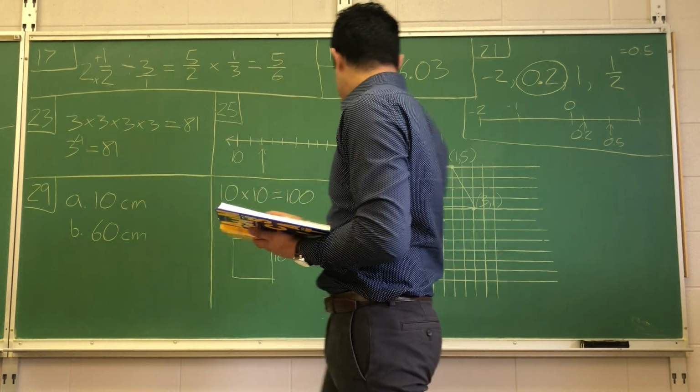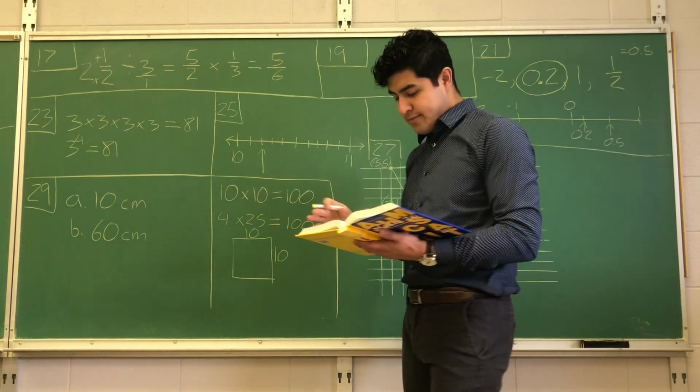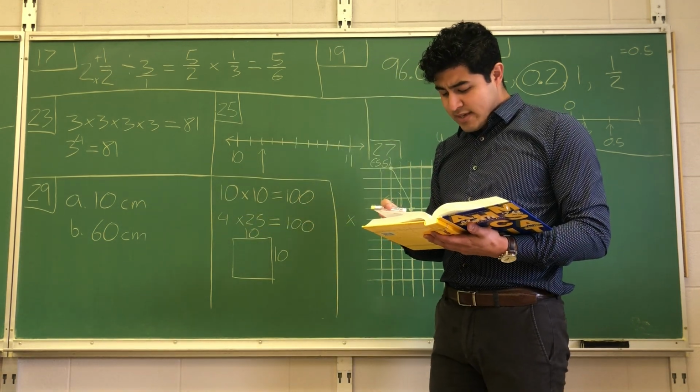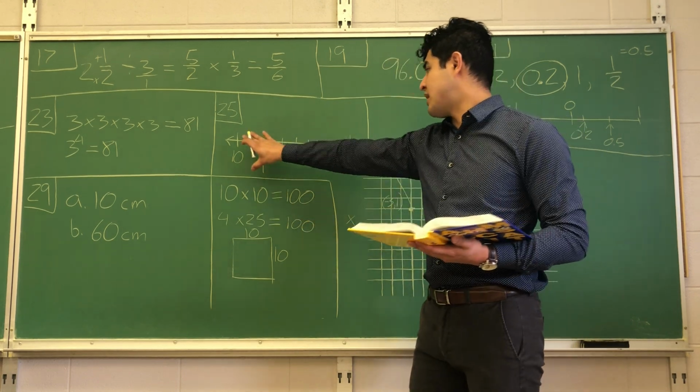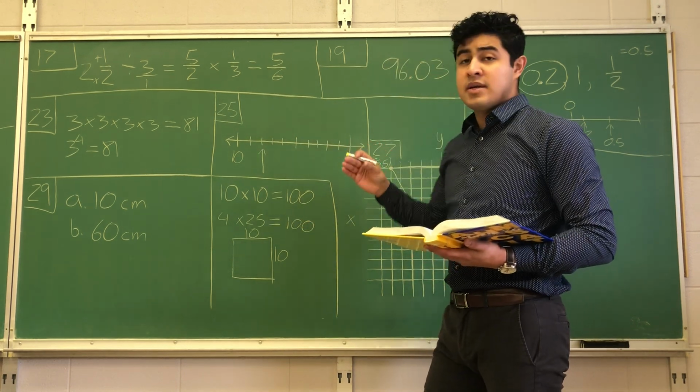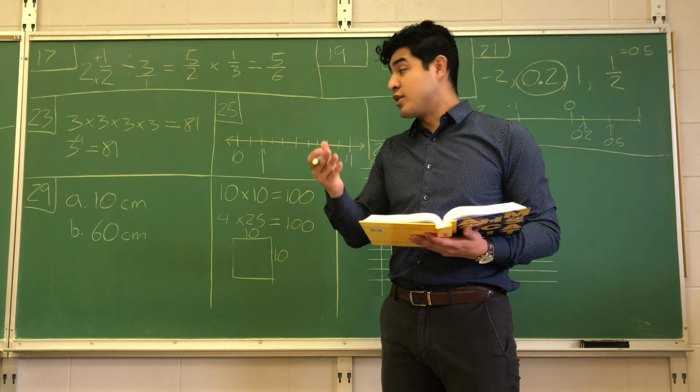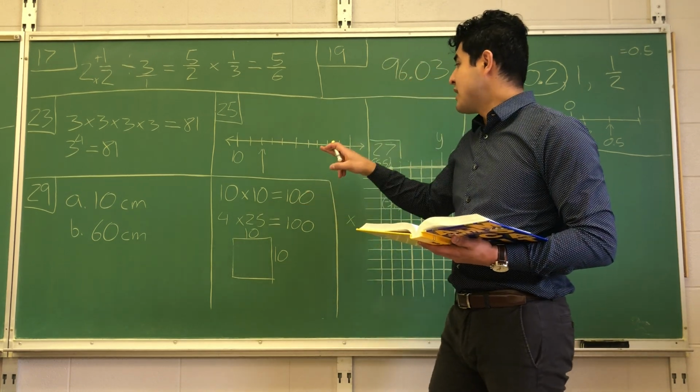And now to this one right here. To what decimal number is the arrow pointing? Again, I set up the number line here for you to see it. You can look at it in your book right now.